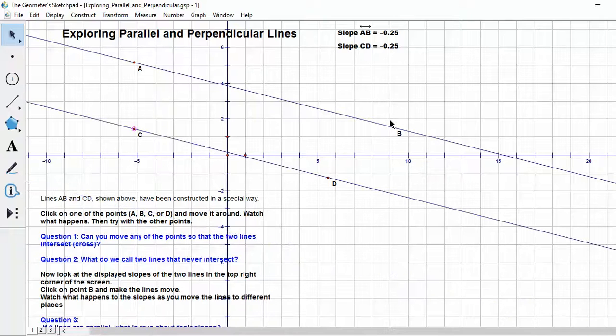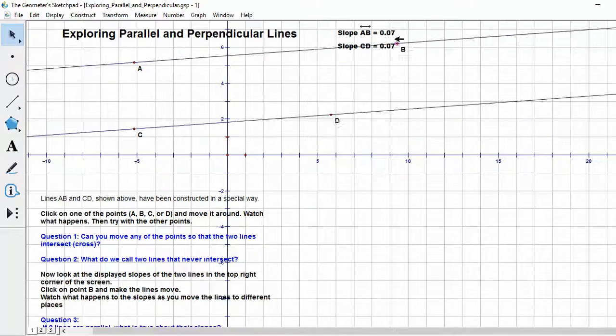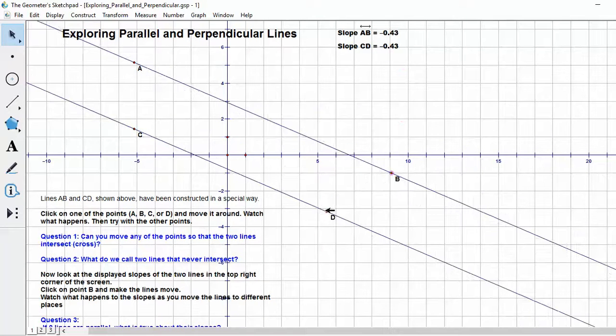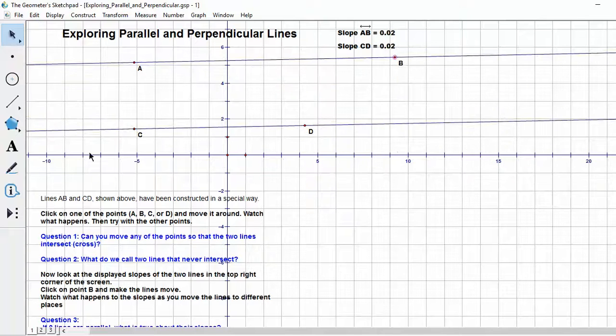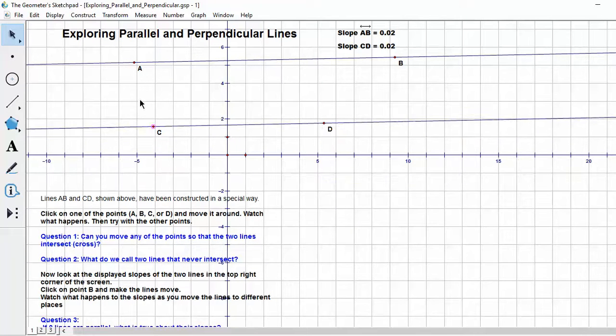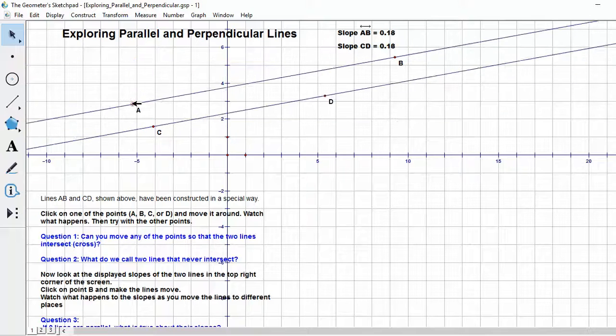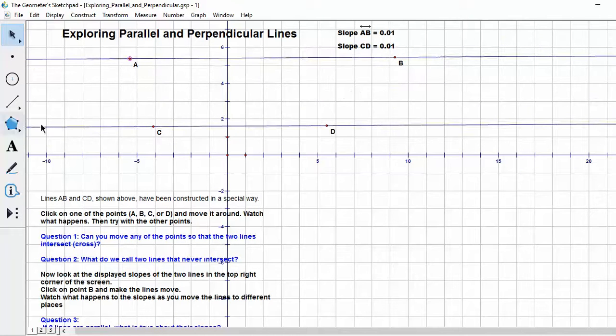When I move B, what happens? It swings the line around. And when I move D, D only moves along that line. All right, so no matter how I moved them, something is true about these lines. They always stay the same distance apart from each other. They always stay going in the same direction, the same slope as each other.